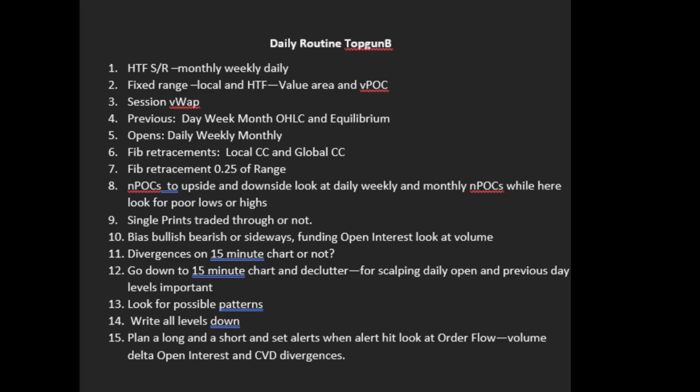and then I'll go across to Bybit and look at the open interest and volume and funding, and I'll decide whether I've got a bullish, bearish or sideways bias. I'll then go to ATAS again and I'll look for divergences on the 15-minute chart to see if any big players have got big limit orders, and then I'll go down to the 15-minute chart and declutter my chart. For scalping, daily open and previous day levels are quite important. I'll then look for patterns. I'll write down all these levels and I'll plan a long and a short trade and set my alerts.